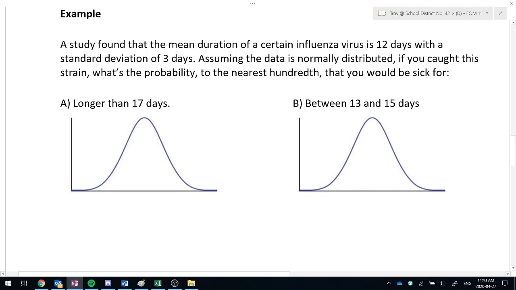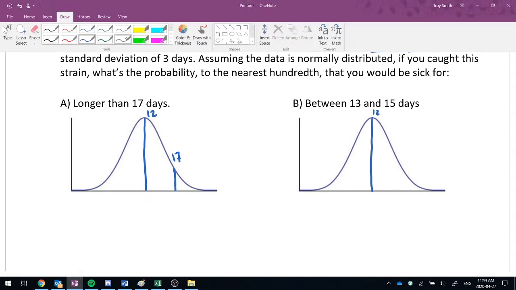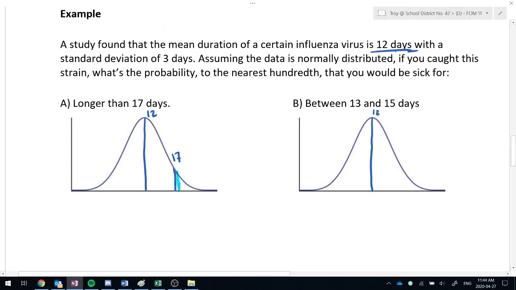Okay, so the mean is 12 days. So that means here is 12. Okay, longer than 17 days. Wow, if the mean is 12, the chances of you being sick for longer than 17 is pretty low. So that's going to be over here somewhere. That's 17. And if it's longer than 17, that means we are going to be interested in this area here, right?